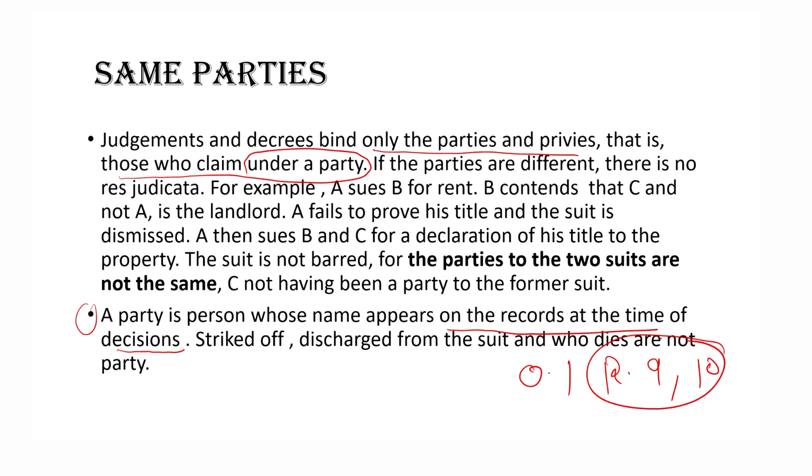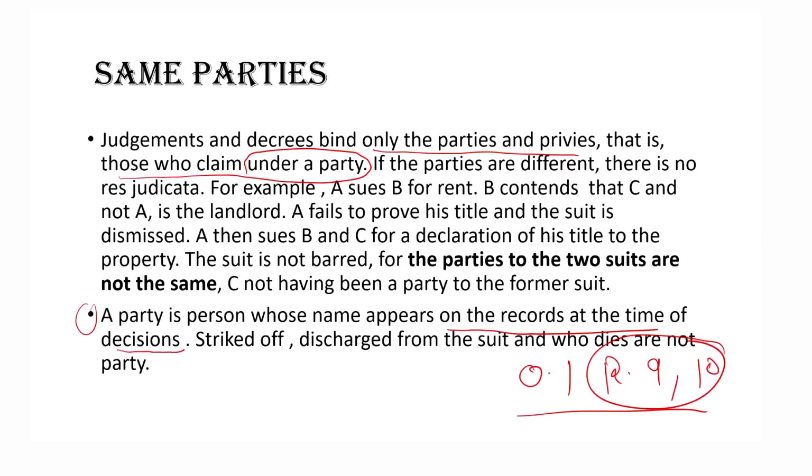You can relate it with this one, because if your name is appearing on the record, then you are the same party at the time of decision. But in the beginning you can get yourself struck off or discharged if you file an application under Order 1 Rule 9 and 10, as it is a question of misjoinder or non-joinder. So, all those things are there. It means the parties are not the same. Because before the decision you can file an application and get it struck off, depending upon whether it is a question of misjoinder or non-joinder. I hope you will understand if you study Order 1 Rules 9 and 10.